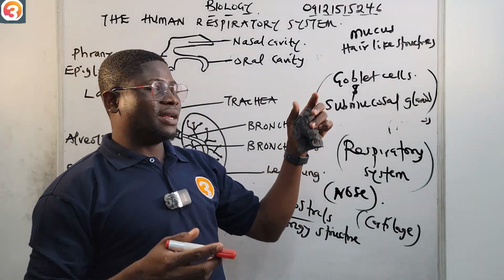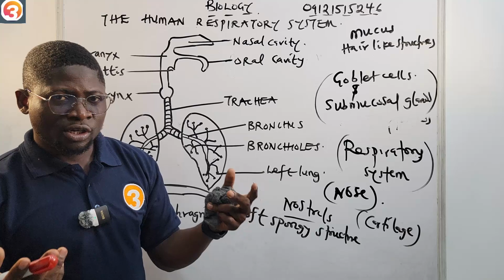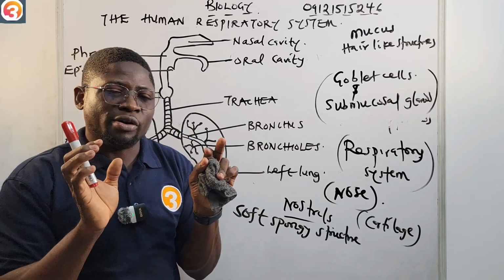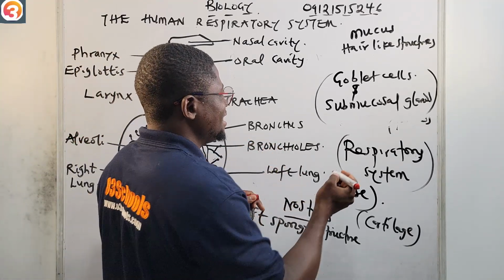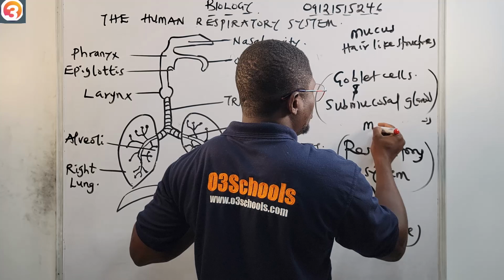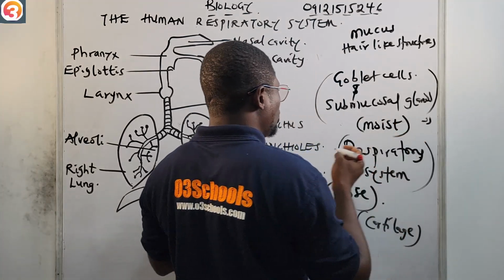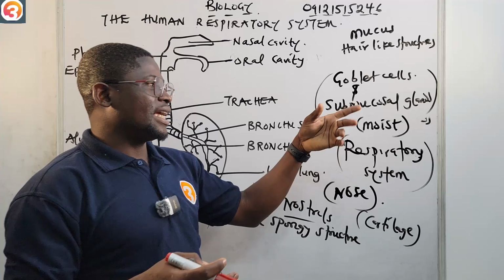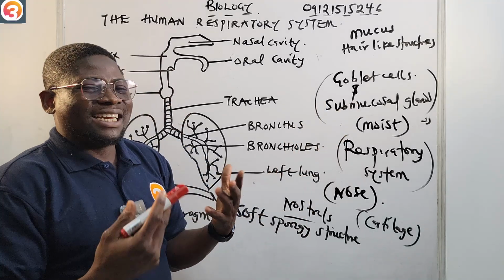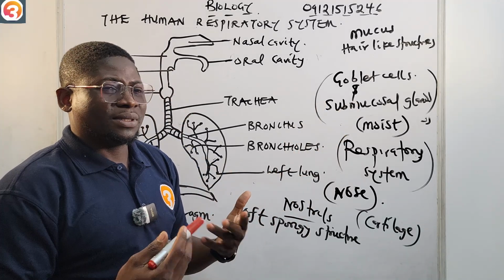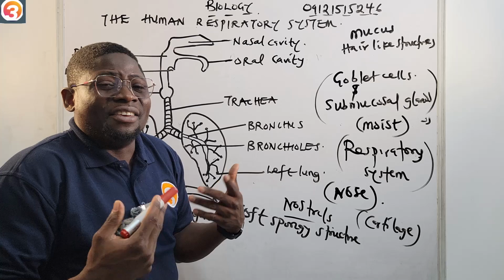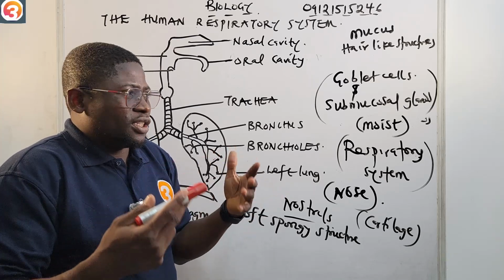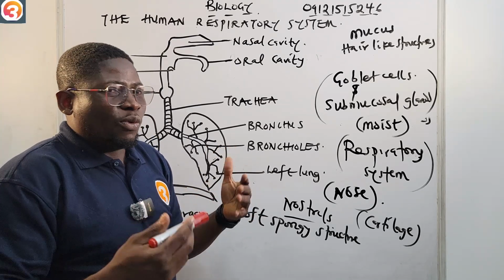What the goblet cells do is to secrete mucus, to keep the nasal passage moist. That's what the goblet cells do. What the submucosal glands do is to secrete additional mucus, most especially when you are irritated. It produces additional mucus when you are irritated.